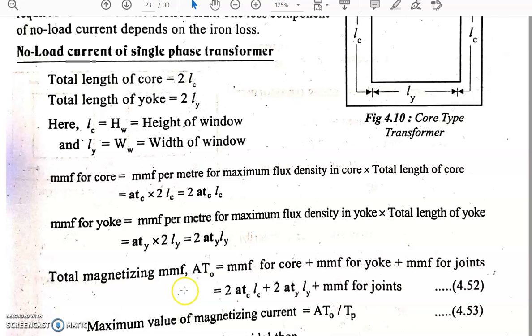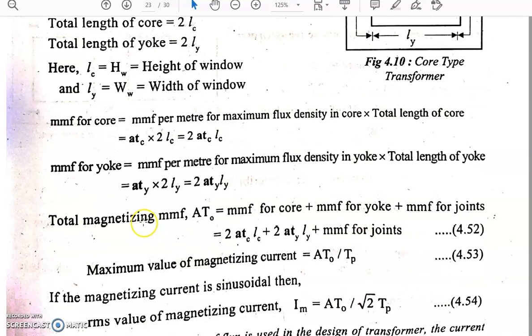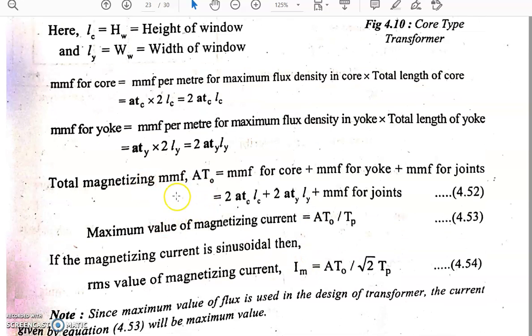And total magnetizing MMF AT naught is equal to MMF for core plus MMF for yoke plus MMF for joints also. So the maximum value of magnetizing current is AT naught divided by TP. AT is ampere turns; if you divide this by the number of turns, you will get the magnetizing current. Here Im is the magnetizing current, and TP is the number of turns at the primary side.